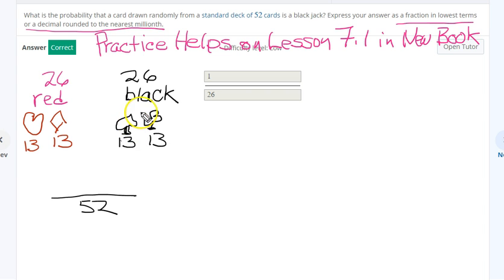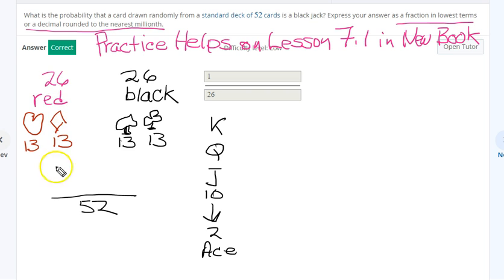Now, within each suit, and these are called suits, there's a king, a queen, and a jack. These are called face cards, and then they number 10 down to 2, and then there's an ace in each of the suits.